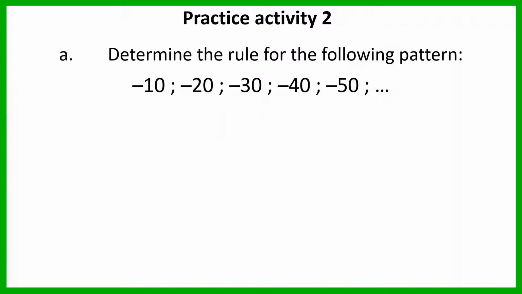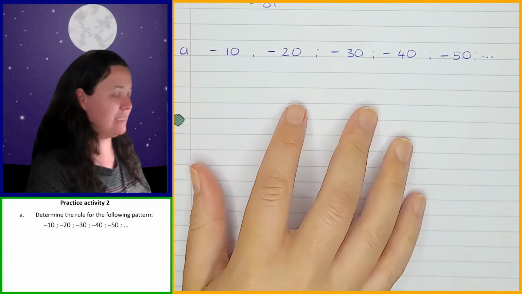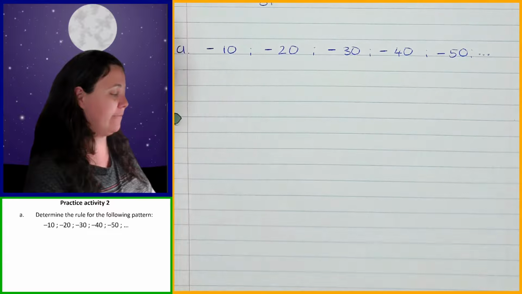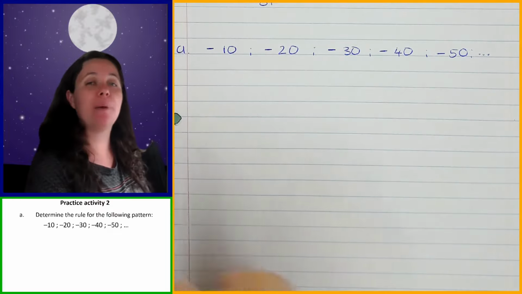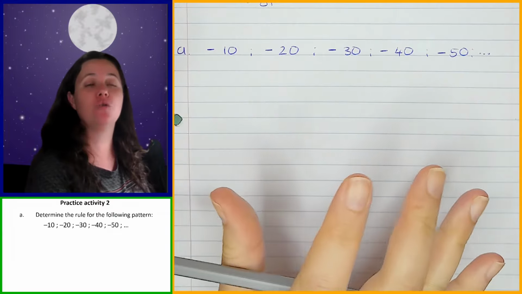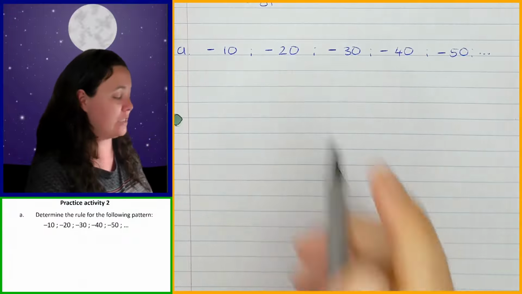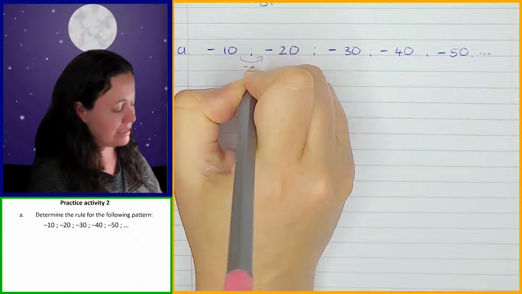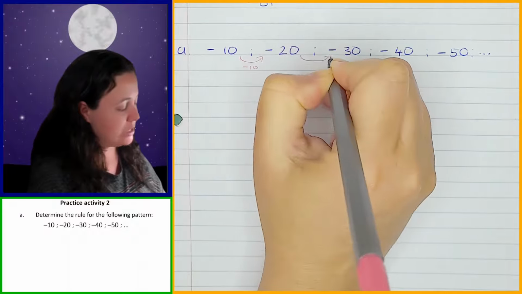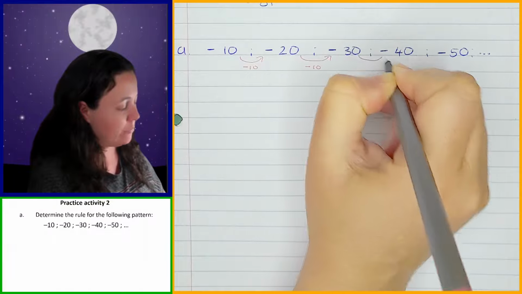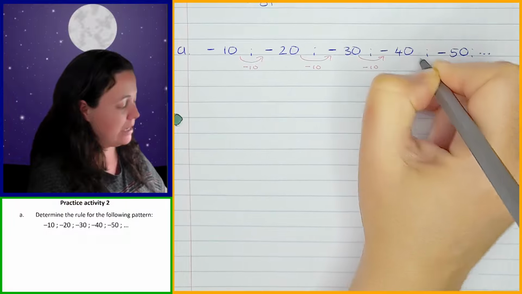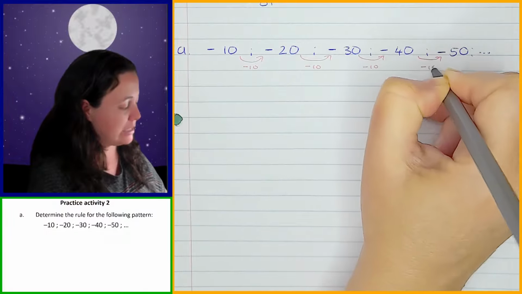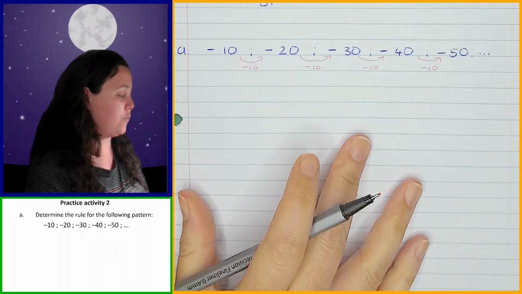Okay, so let's go through that and check it quickly. So here's my pattern: negative 10, negative 20, negative 30, negative 40, negative 50. When you get a pattern and you need to find the rule, the first thing you should always do is check for a constant difference. Okay, so over here, if I go from negative 10 to negative 20, I'm subtracting 10. Then from negative 20 to negative 30, I'm subtracting 10. From negative 30 to negative 40, I'm subtracting 10. From negative 40 to negative 50, I'm subtracting 10. So I've got a constant difference over here.